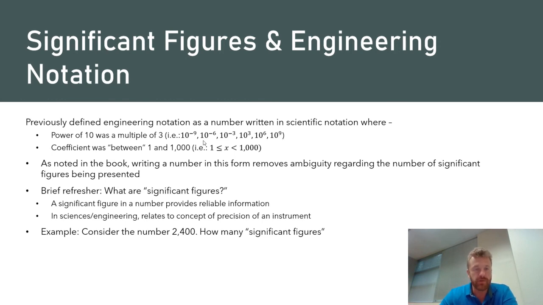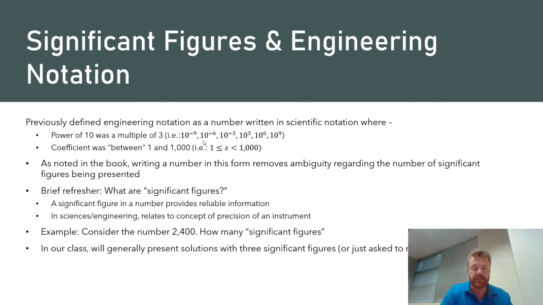If I tell you it's 1.4 times 10 to the third, you know there's two pieces of significant information, two significant figures. If I tell you it's 1.400 times 10 to the third, you know that in that case there are four pieces of significant information or significant figures. So when you have that number 2,400, it's just hard to tell.